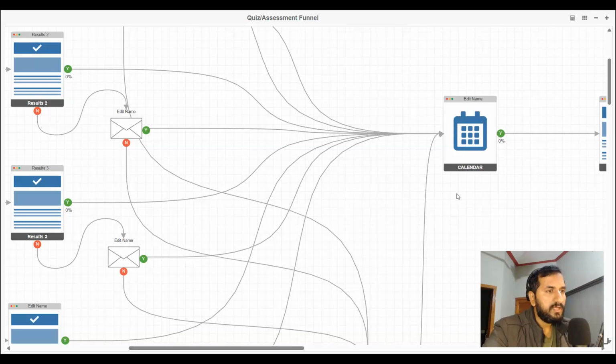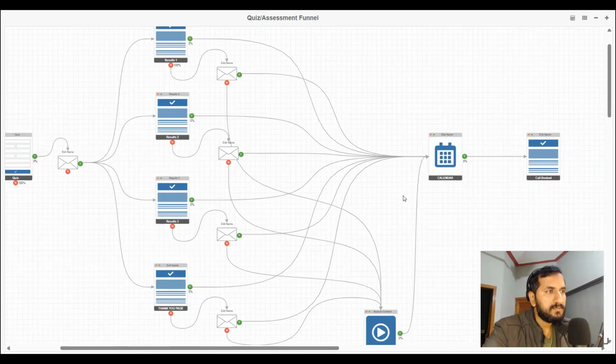So that's how the course funnel for the quiz or marketing analysis part works.